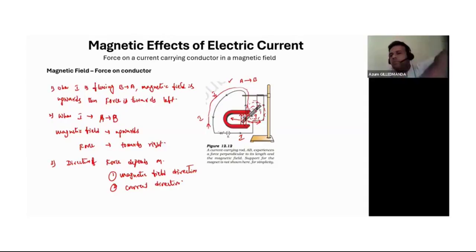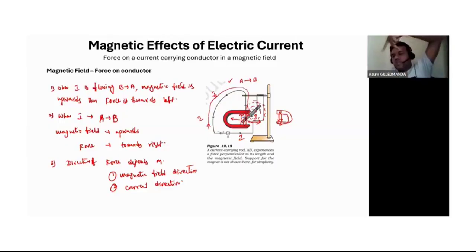What happens if we reverse the magnet itself, right? So now it is from north to south. If I replace the magnet in such a way that, if I replace the magnet upside down, so here it is north and here it is south, then the magnetic field lines will be downwards. So then what happens? In the earlier case, the magnetic field, which is the forefinger, was upwards, the current is towards me and the force is to the left.